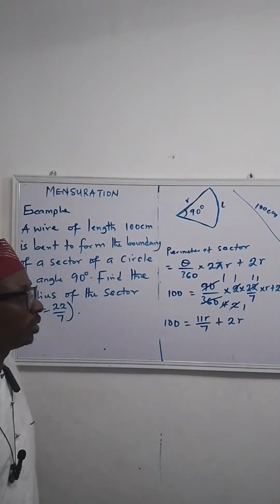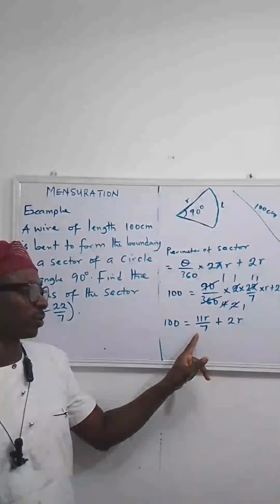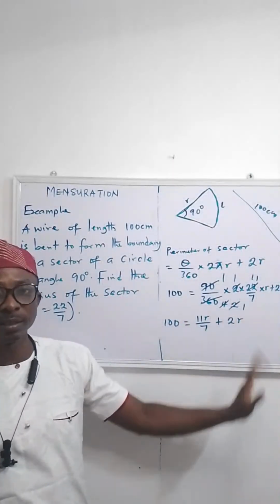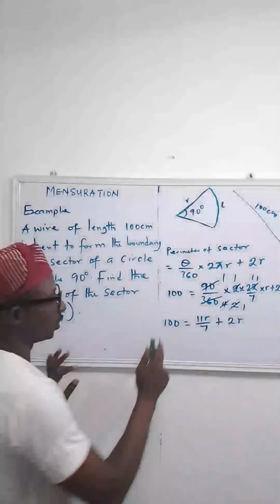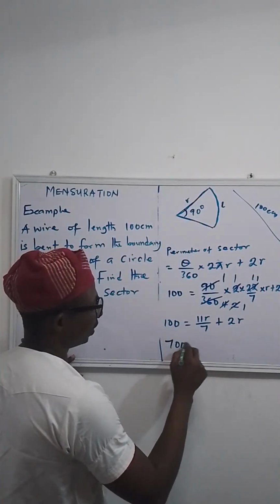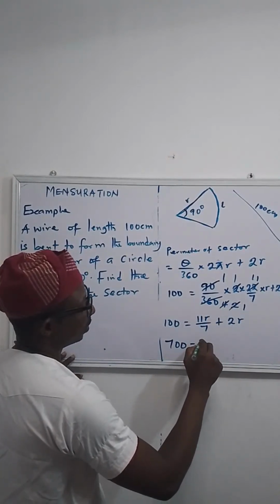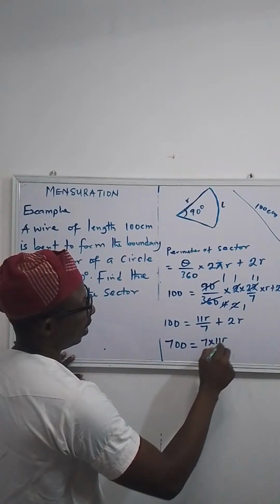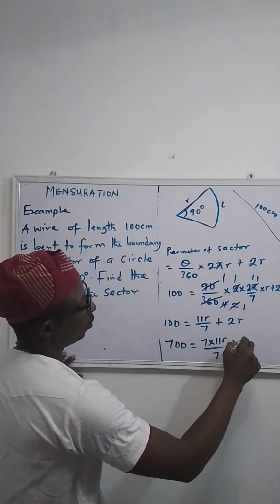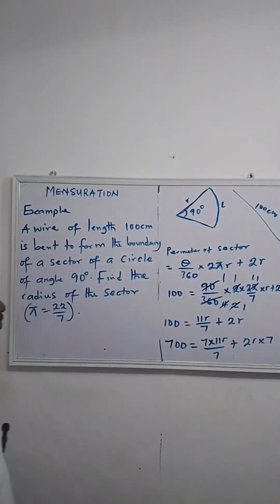Okay, so what do we do next? The next thing is to clear the fraction here. So we multiply everything by 7. You multiply this by 7, so 100 times 7, we have 700 equals, so when you multiply this by 7, we have 7 times 11r over 7, plus 2r times 7. So each term is multiplied by 7.